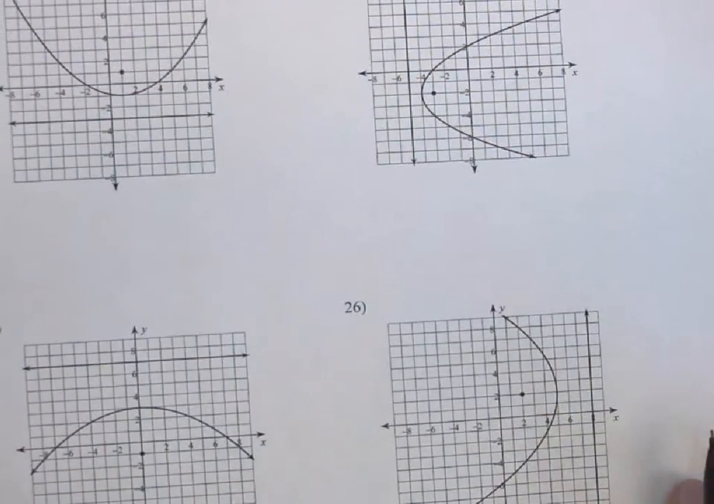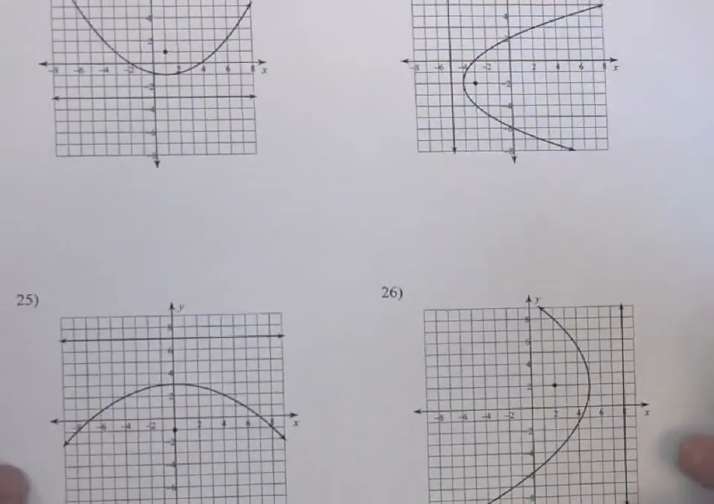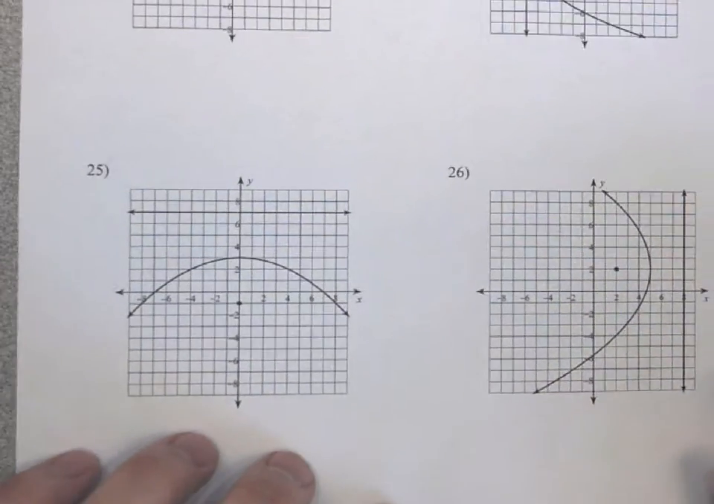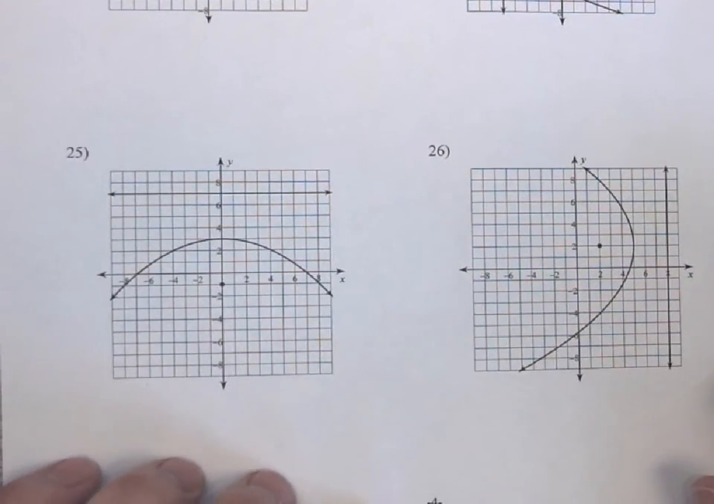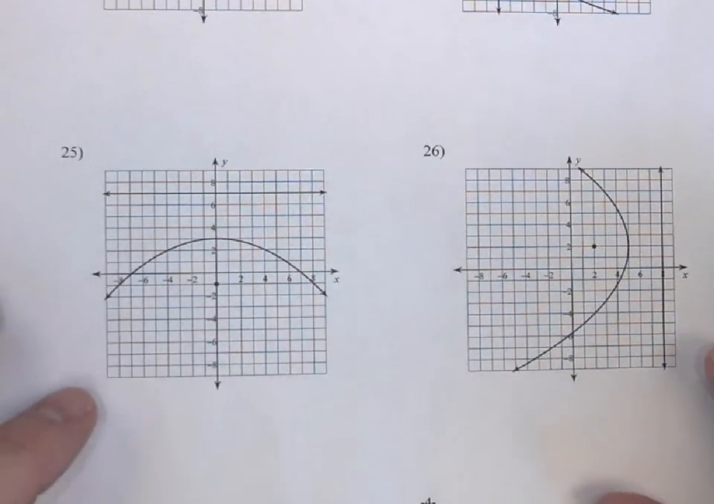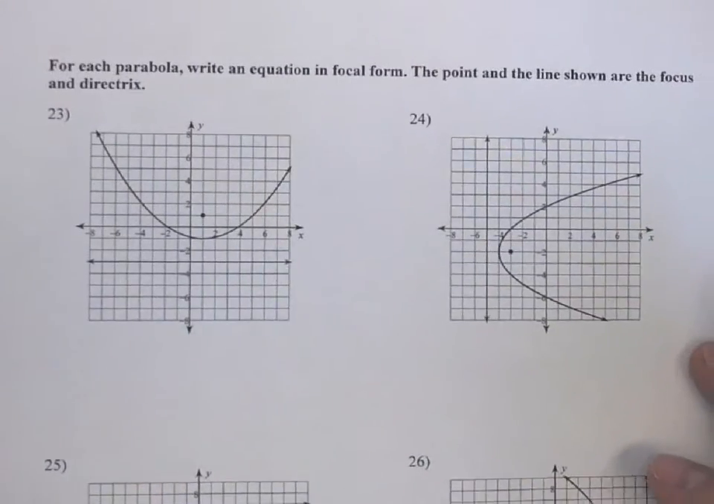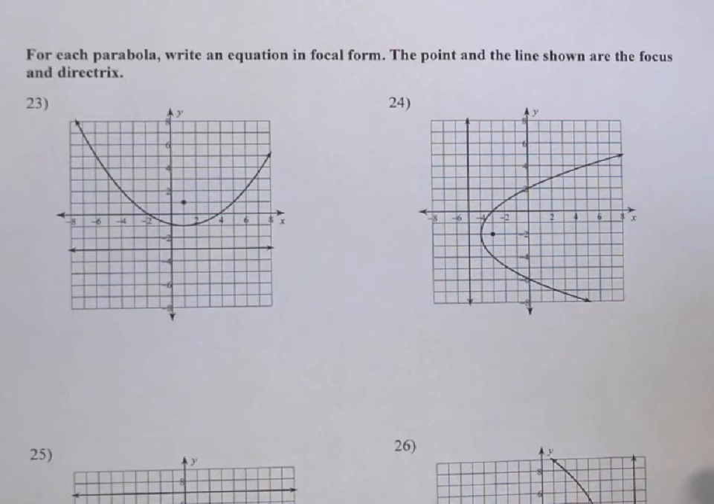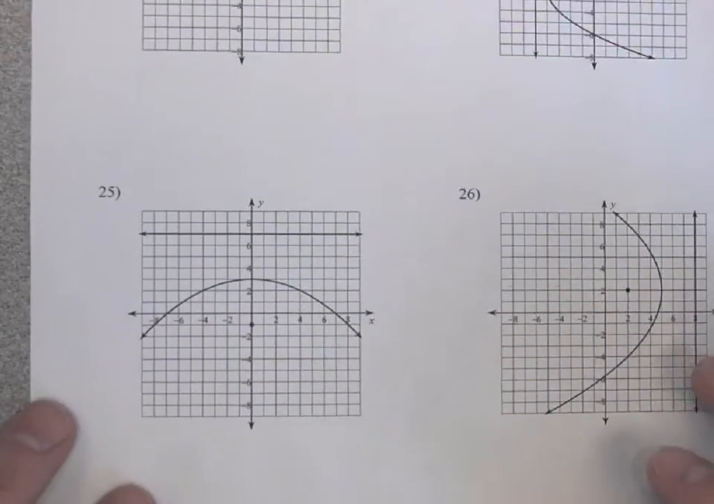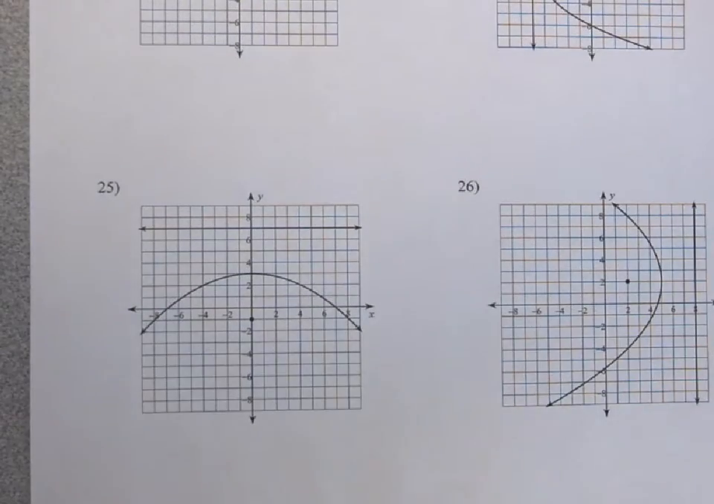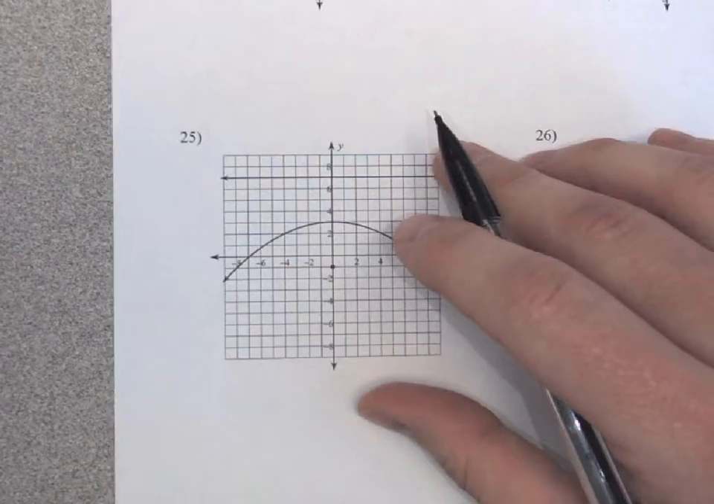We're going to jump back here, and we're going to look at number 25. Okay, so the directions for 25, let's go back up real quick. It says, for each parabola, write an equation in focal form. The point and the line shown are the focus and directrix. So this is going to be the opposite of what we just did, right? We're going to go backwards. When we write an equation in focal form, the first thing we have to determine is the direction, because that will tell us which equation we're supposed to use. So this guy's obviously going down.